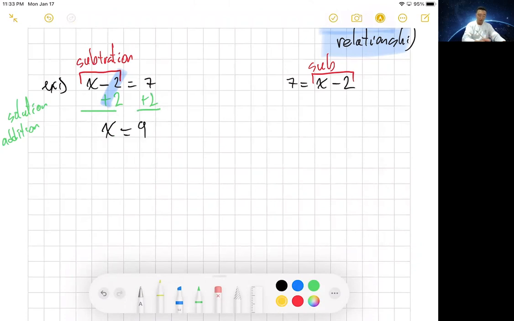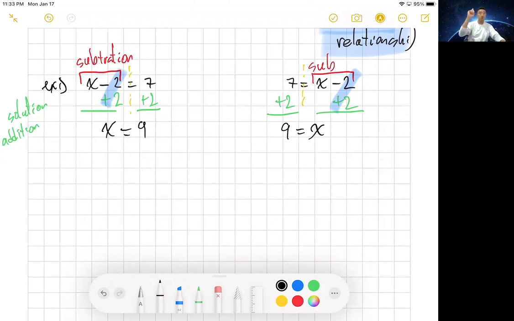Right? And again, it doesn't make a difference that the x is on the right side. I'm going to do the same thing. Plus 2, you end up with the same thing. X equals 9. Any questions? Go ahead and let me know through the messaging app or a comment.